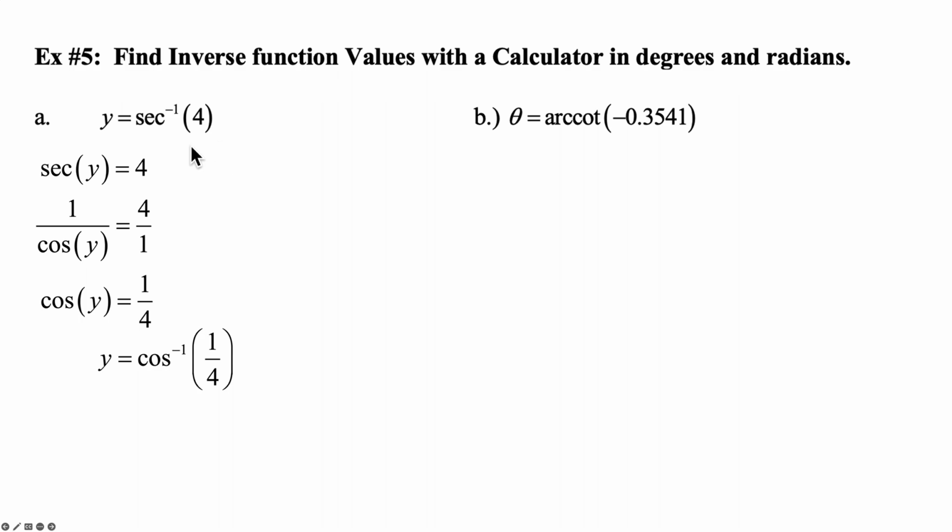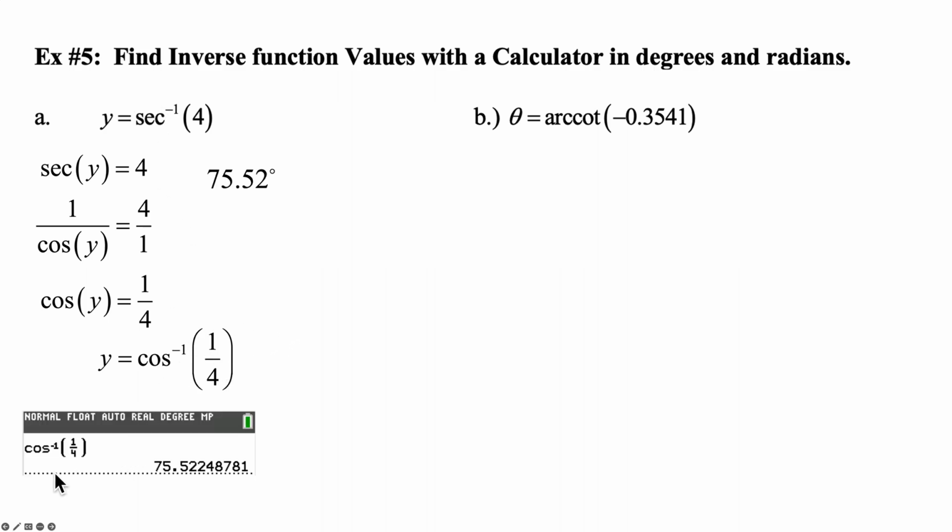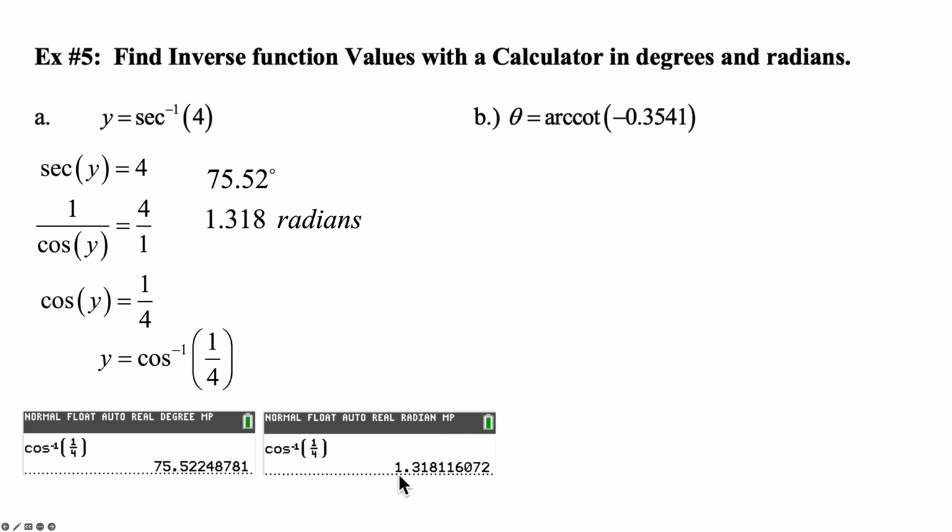So notice the pattern here. If it's inverse secant, then it's going to be its reciprocal, inverse cosine, but you also take the reciprocal of the argument. Two reciprocals going on. Go to the calculator, type it in, make sure you're in the degree mode. For degrees, that comes out to be 75.52 degrees. Switch it over to the radian mode. I get 1.318 radians.